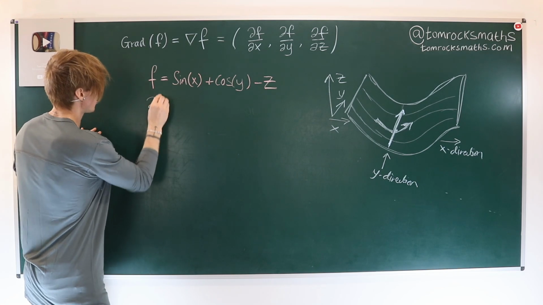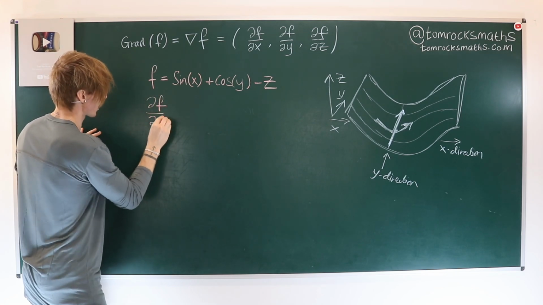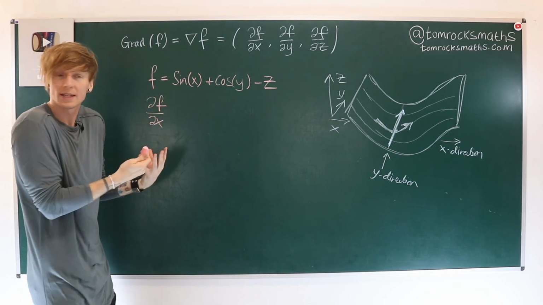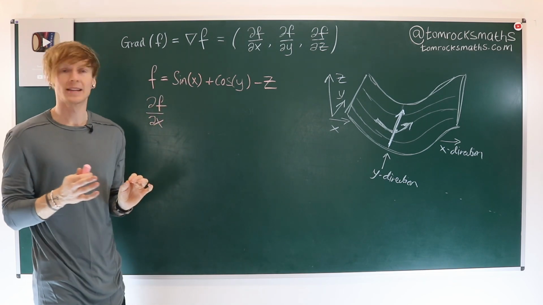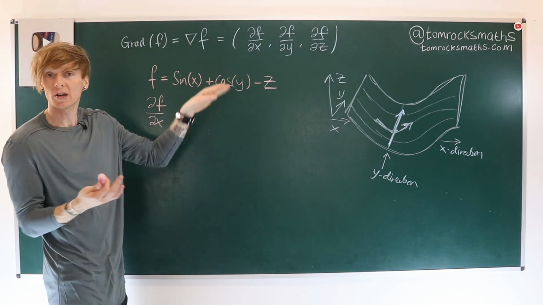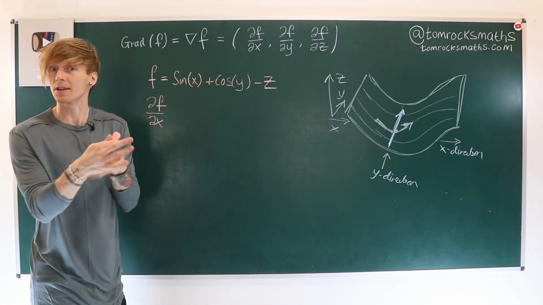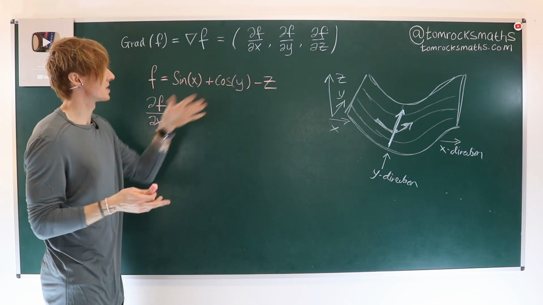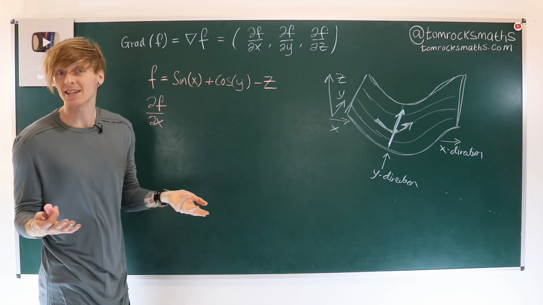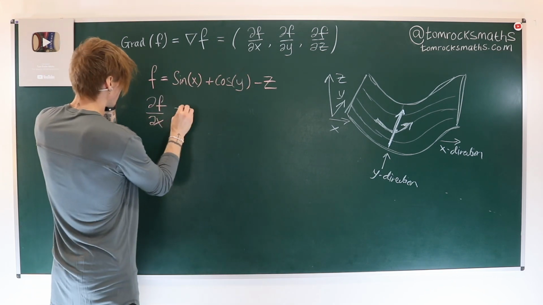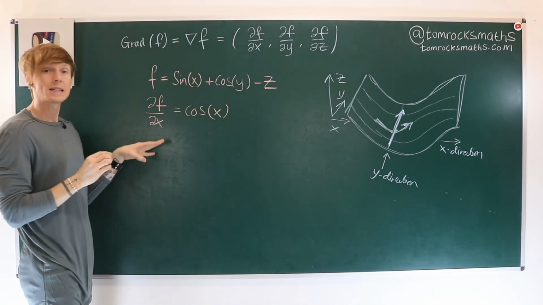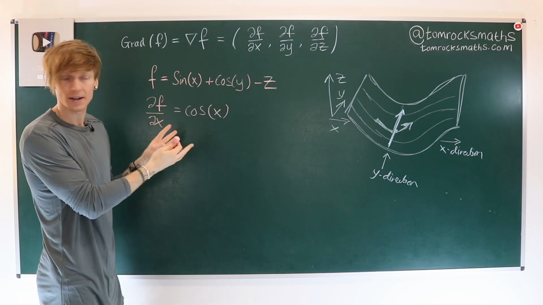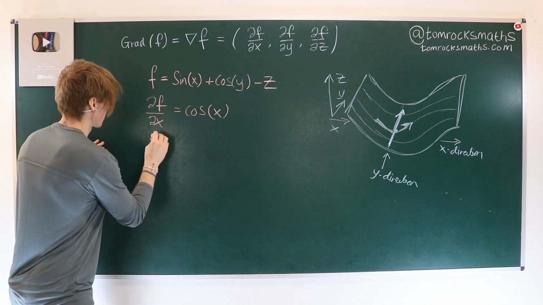So when we do a partial derivative with respect to x, remember we treat the function as though everything else is constant except x. So we just simply ignore the cos of y. It's a constant, it differentiates to 0. Same for z. So we just have to differentiate sine of x, and the derivative of sine is cos. So the gradient, or the derivative in the x direction, is cos of x.